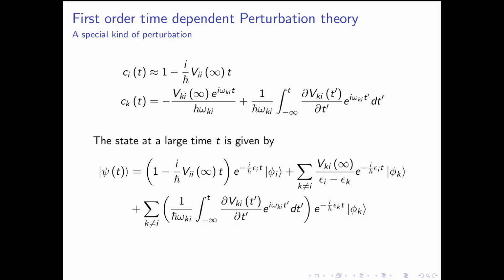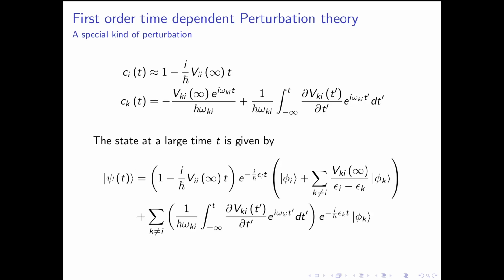Remember, the term that you have in second place is already first order in the perturbation. Multiplying that by V_ii infinity is going to make that second order. So this is what we do. We imagine that 1 minus i by h cross V_ii infinity t multiplies both of the factors and take it out common. Now you should be able to recognize the thing that is sitting there in the brackets. Ket phi i is the unperturbed state that you started with. The additional piece that you have added, V_ki infinity by epsilon_i minus epsilon_k times phi k, summed up over all k not equal to i, is nothing but the first order time independent perturbation theory correction term to the wave function.